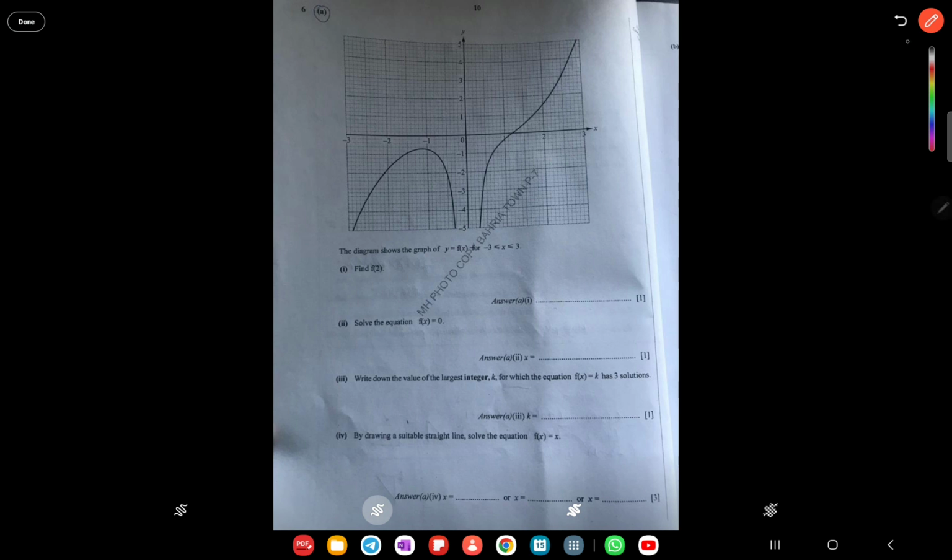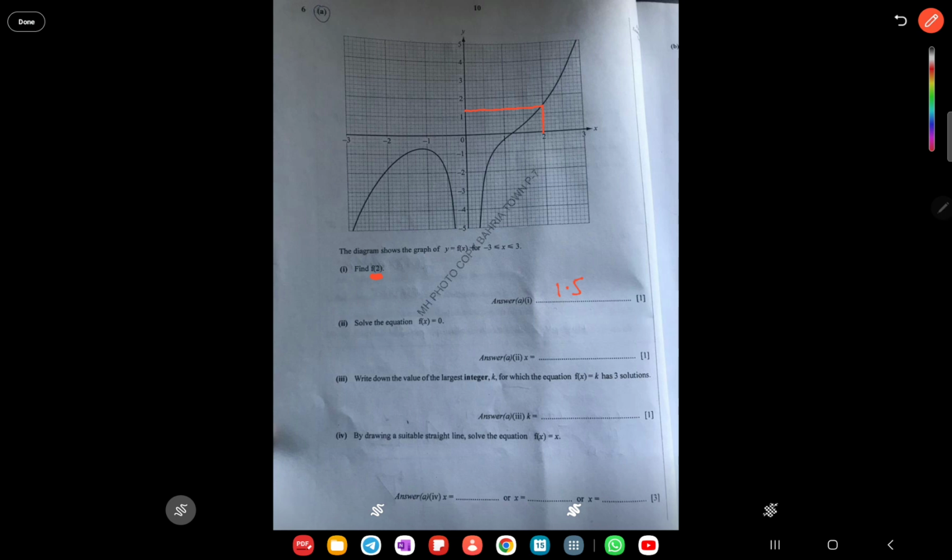Find f of 2. In this case, for f of 2, you have to draw a line over here at 2, and then make another straight line across to the scale over here. You will see this is somewhat 1.5 or 1.4. So the value over here is going to be 1.5 because the graph is so small, but I have shown you the procedure.